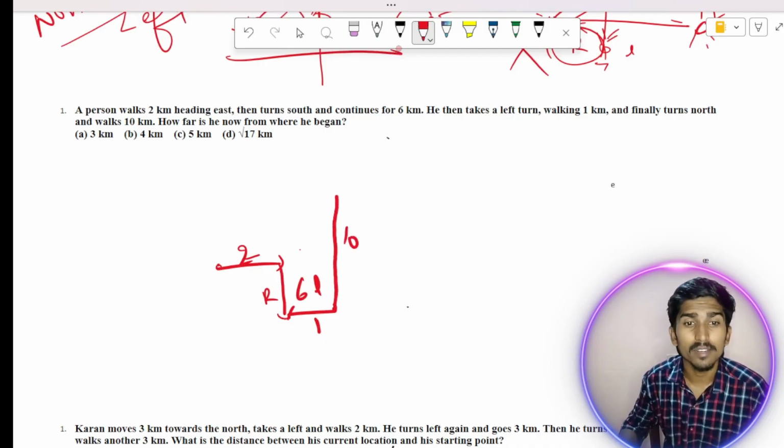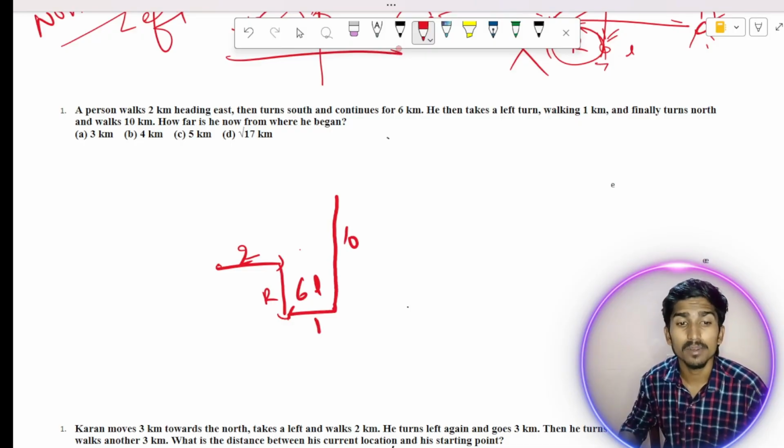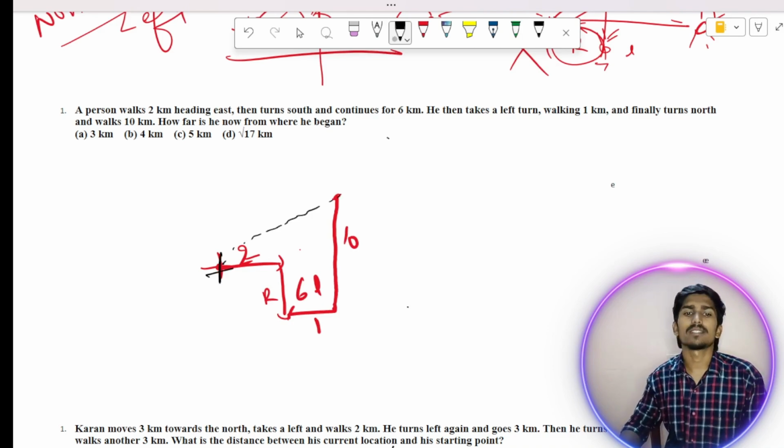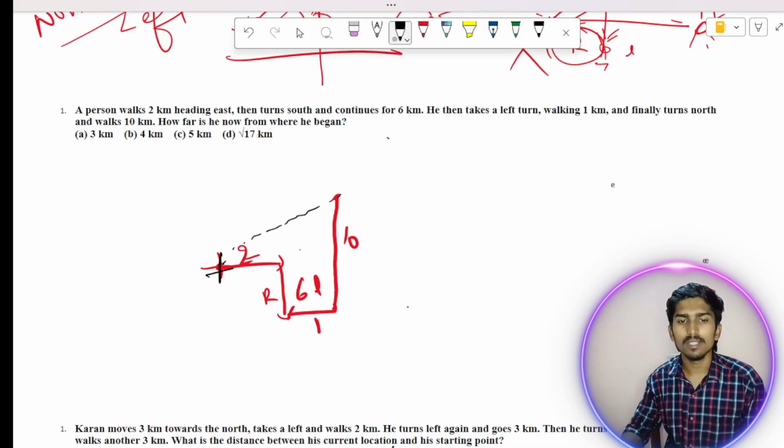How far is he from where he began? That means from the starting point to the ending point, how far is he? They have not asked in which direction. How far is he now from where he began? That means from the starting point. How can we find this distance? How can we find this type of distance? A very simple thing. You tell me.